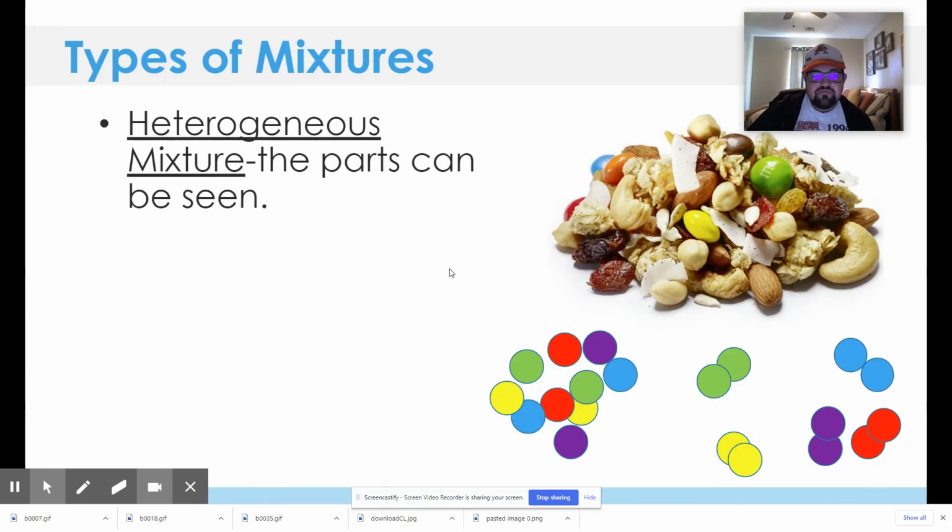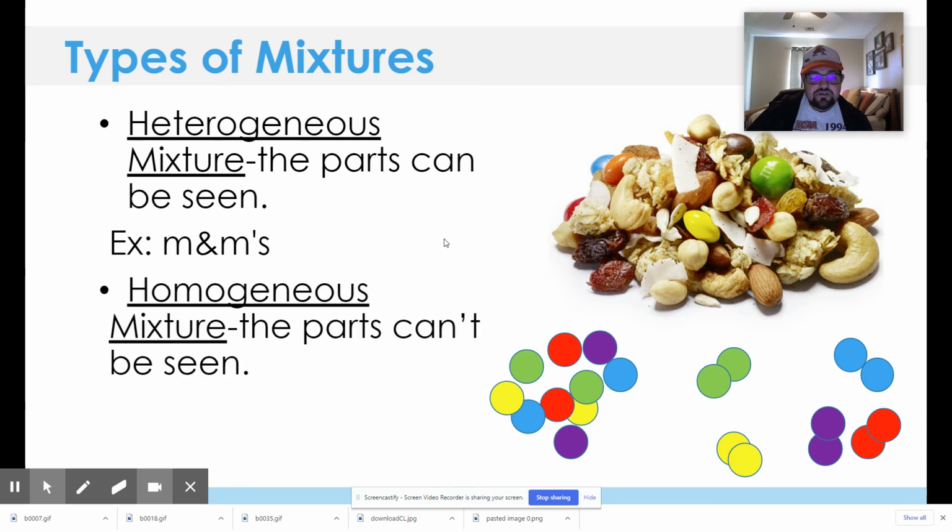And you have types of mixtures. We talked about how heterogeneous means different. The parts can be seen. This is a great example of that, like M&Ms, right? I can see the different colors. I can tell the differences in the mixture. Homogeneous mixtures are where you can't see the parts. So milk is a homogeneous mixture, and so is Coca-Cola, which I referenced earlier.